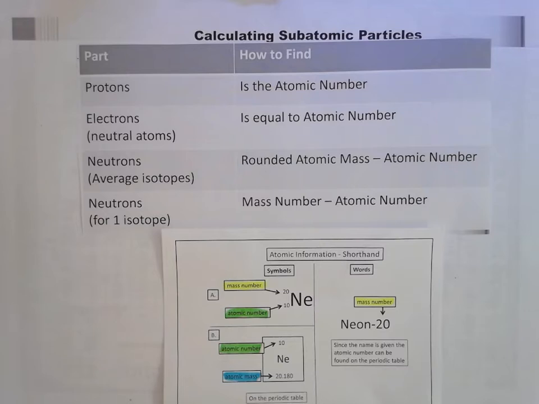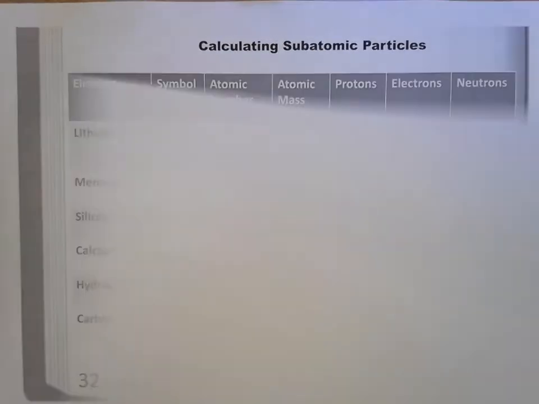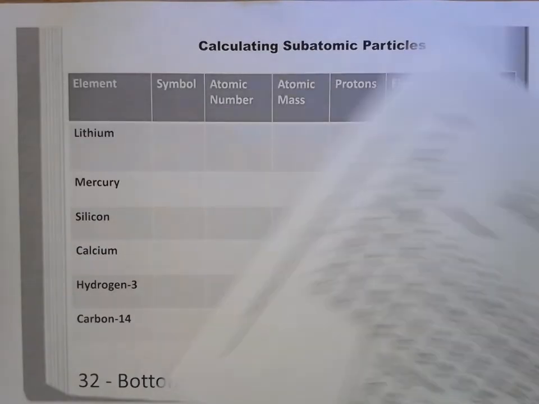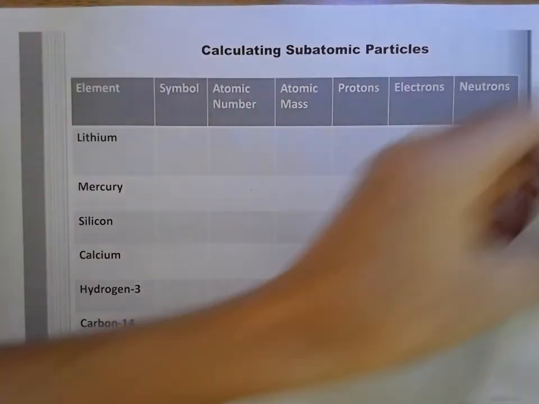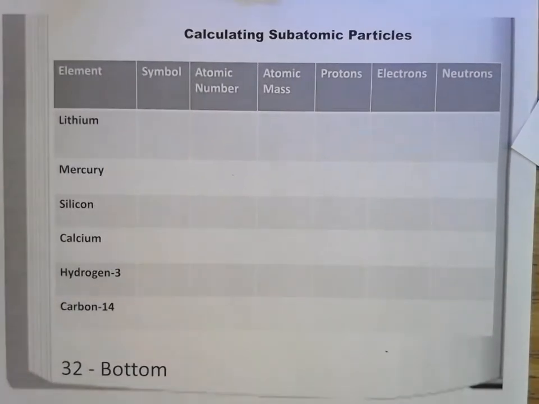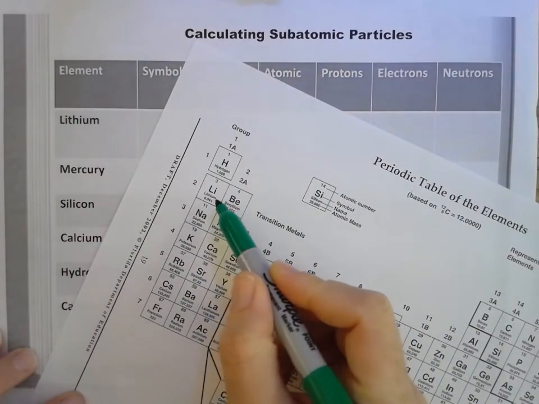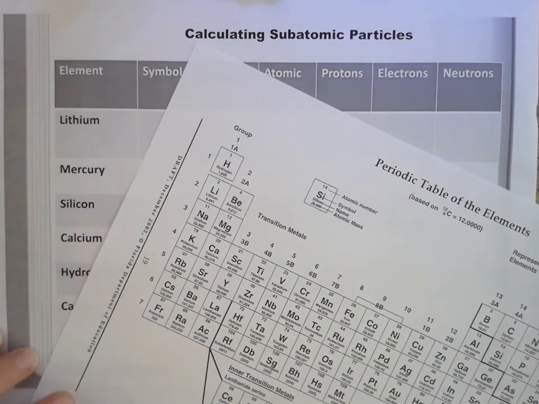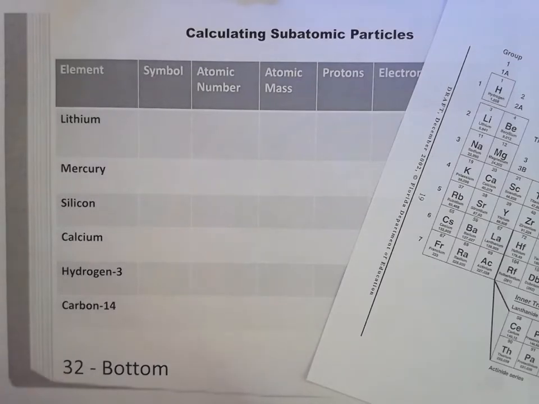So we're going to try some of this. You're going to need your pieces of paper as well as your periodic table. So we're going to refer to all of this stuff. This is your notebook page on the bottom of 32. First we're going to do the symbols. The symbols are located on the periodic table, so the name is right underneath, and then the symbols are in the box. If it's two letters, the first one is capital and the second one is lowercase. If it's one letter, it's always capital.